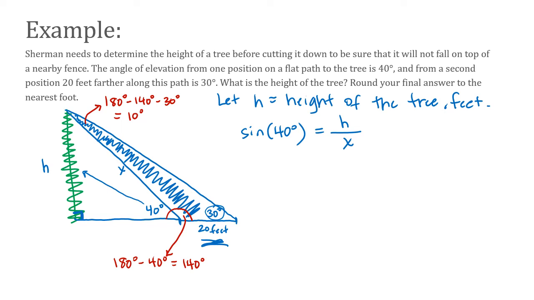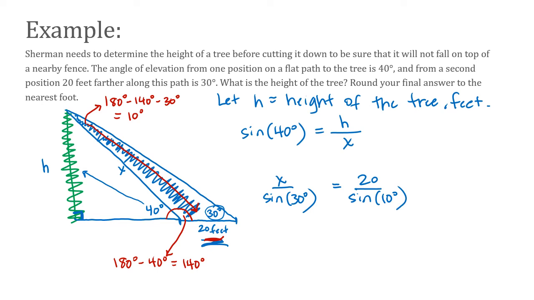And that I like, because that 10-degree angle, along with my 20 feet, I've just got my anchor, don't I? So what I want to do is solve for x and then use that x value to then solve for h. So I'm going to say that x over the sine of 30 degrees is equal to the 20 feet over the sine of 10 degrees.